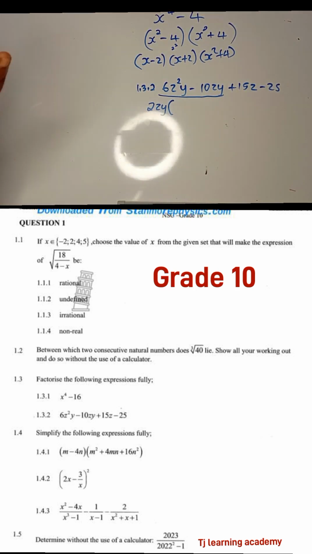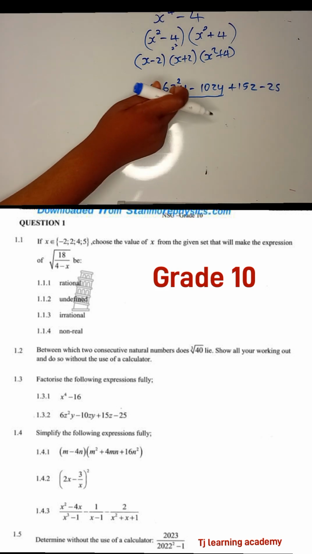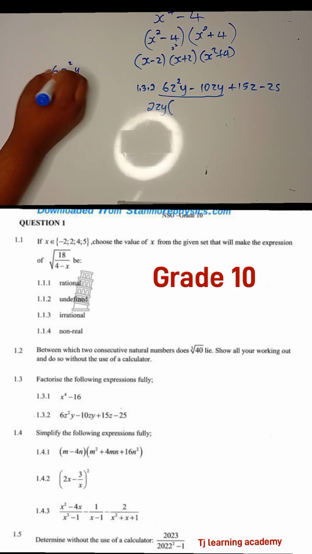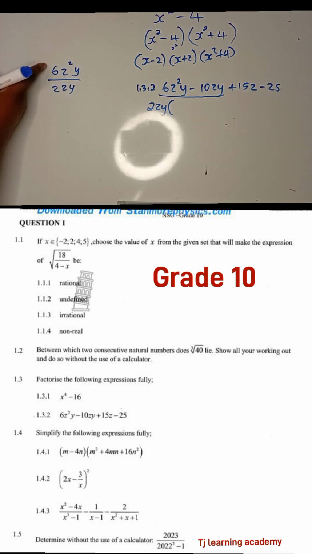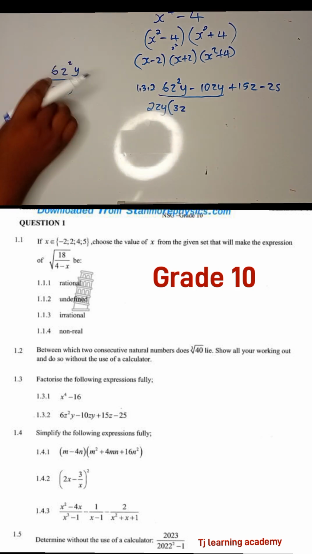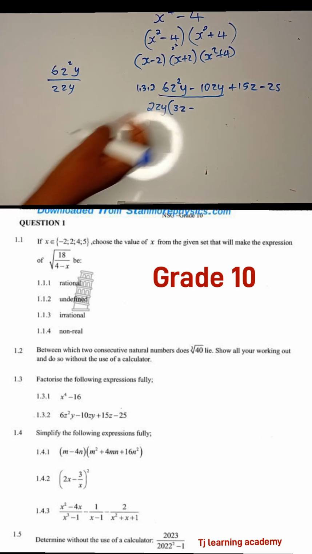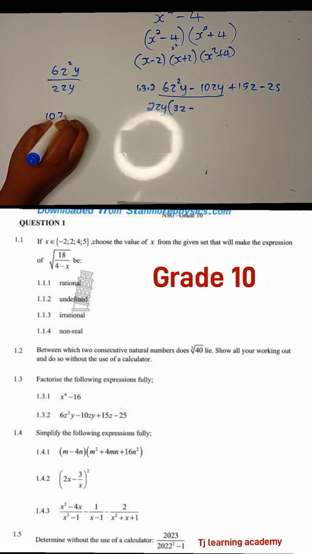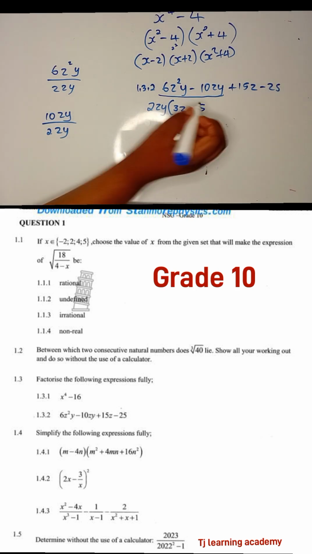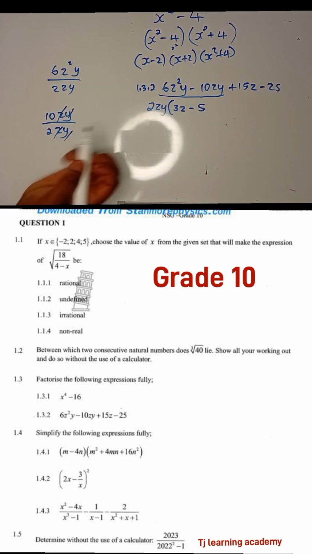So when we factorize, we divide by a common factor, right? 6z squared y divided by 2zy. 6 divided by 2 is going to be 3. z squared divided by z is going to be z. And then y will cancel each other. And then minus, let me come to this one. 10zy divided by 2zy. 10 divided by 2 is 5. And then z is going to be cancelled. y is going to be cancelled. And I'm left with 5. So we are done with the first two terms.